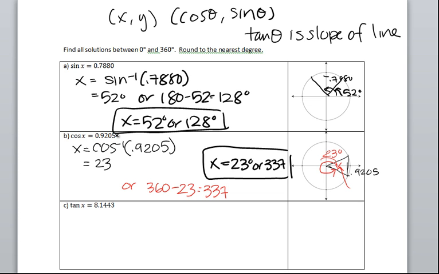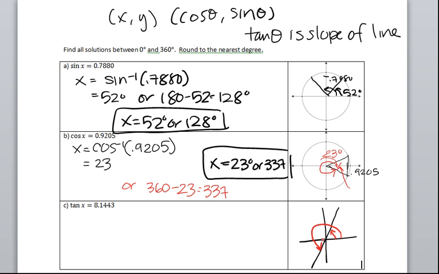Okay, so let's take a look at tangent. Tangent is a slope, and 8.1443 is pretty steep. So let's take a look. We're going to pretend that this line has a slope of 8.1443. So basically what I need to do is find this angle here and this angle here.